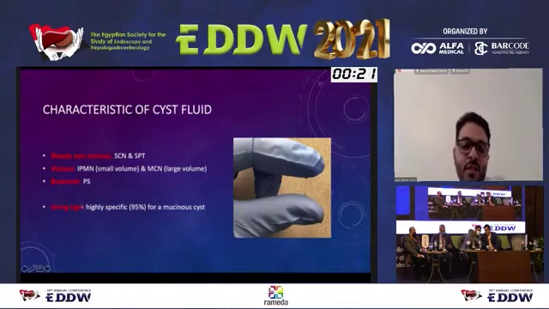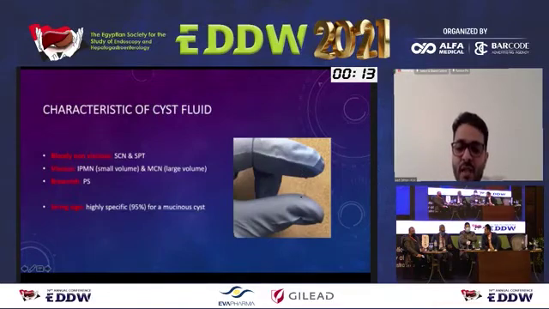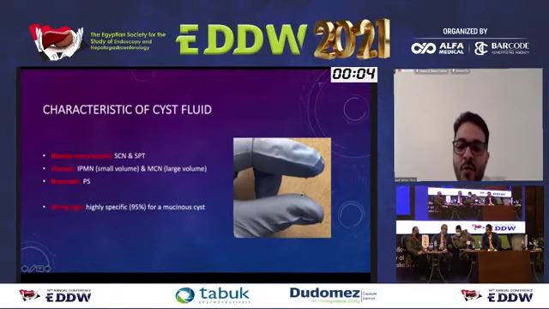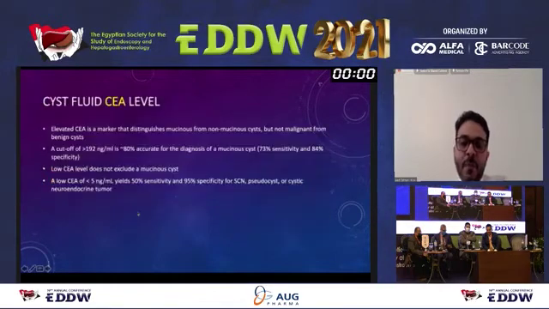Then it's better to do a string sign if you have enough fluid, by putting a drop of fluid between your 2 fingers and trying to separate them apart, stretching the drop. If it forms a string of more than 1 centimeter in size for more than 1 second, this is a positive string sign, and this is very highly specific for mucinous cyst.